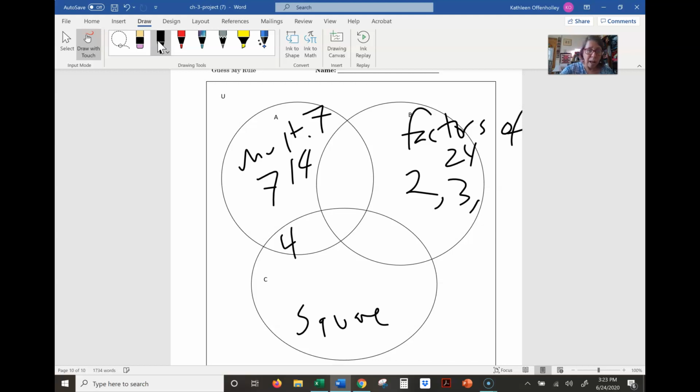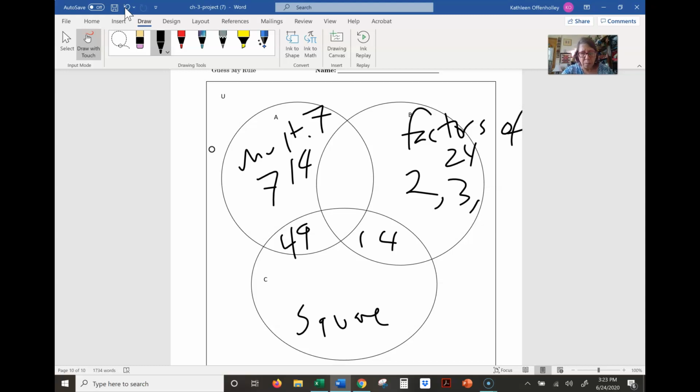So 49 is a square number that's a multiple of 7. Other square numbers are 4. So 4 is a square number and it's also a factor of 24. That's good. I think I have enough things in most of the overlaps. And if you're nice, put some stuff out here, like 1 is a factor of 24. 1 is also a square number. Whoops. There, 1 goes there.